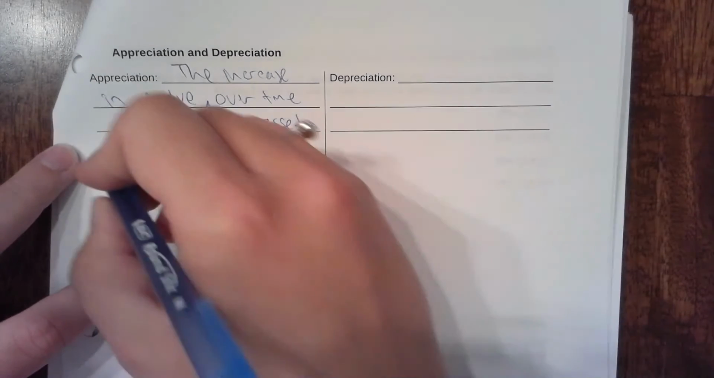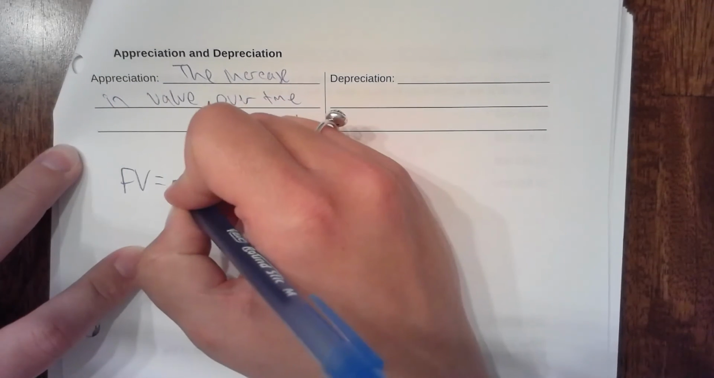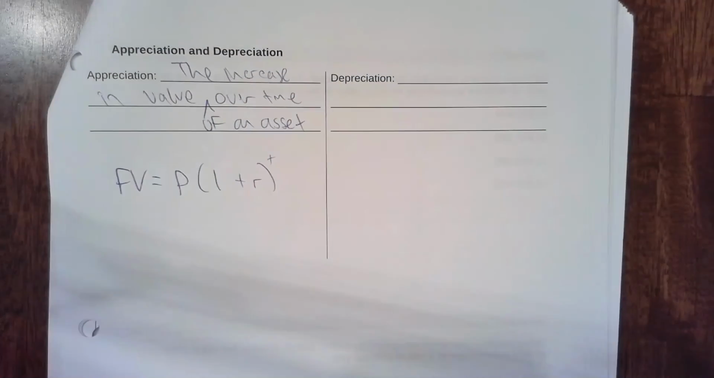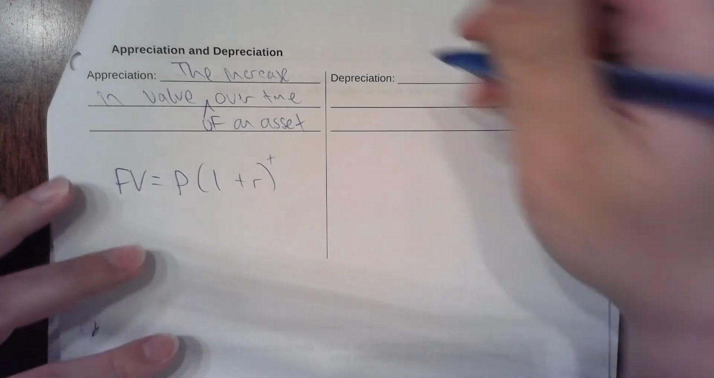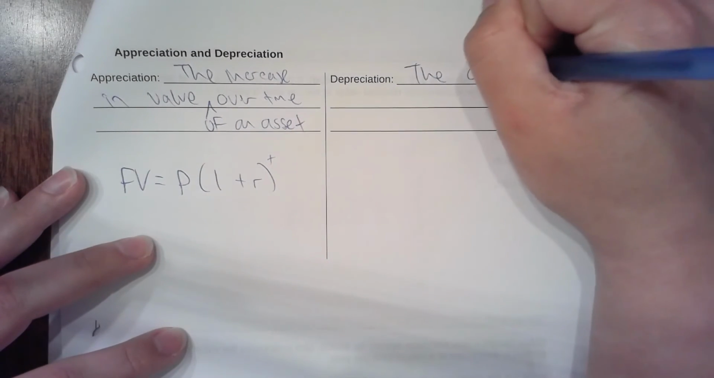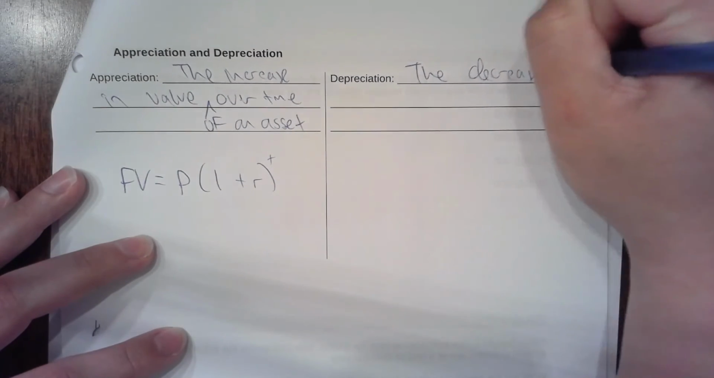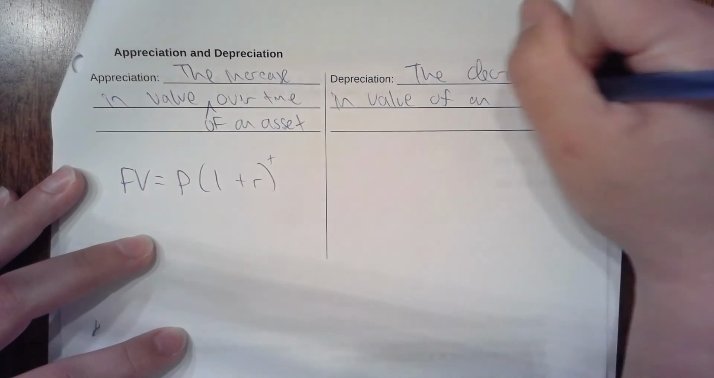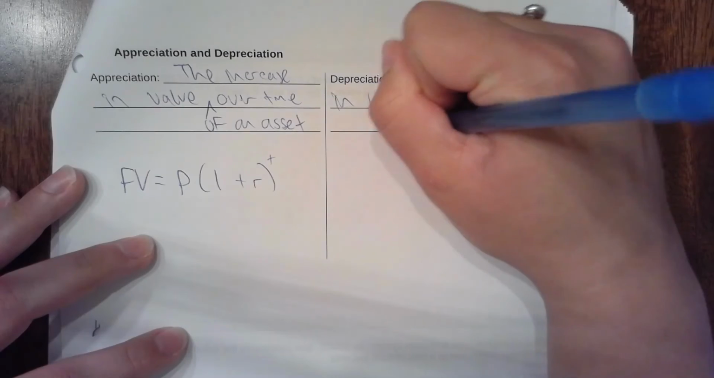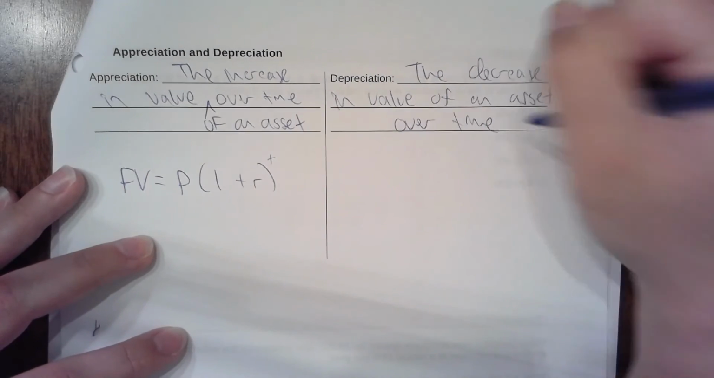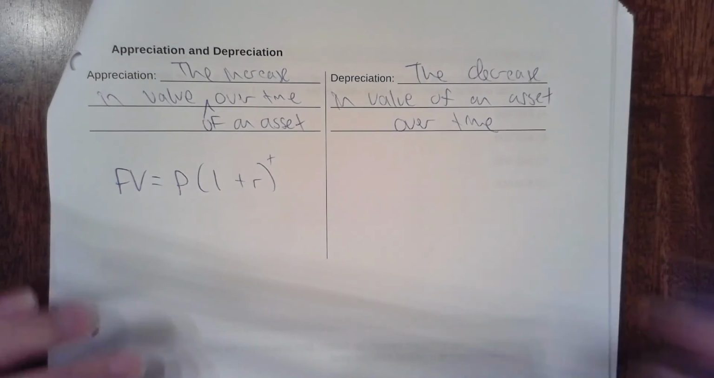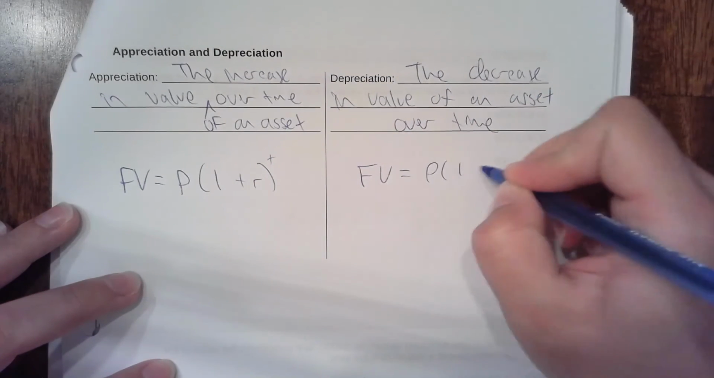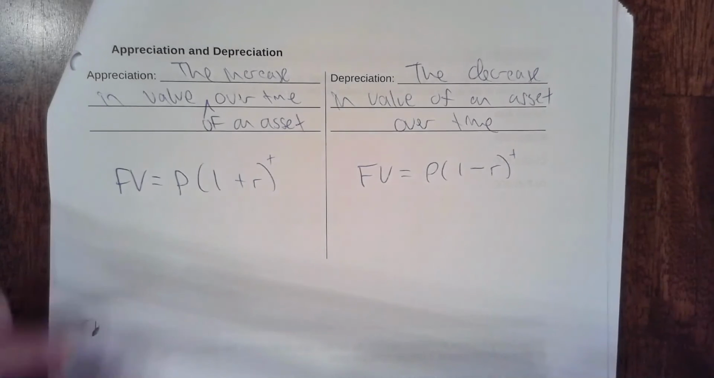Okay, so here's a formula for us. Future value equals principal times (1 plus rate) to the exponent t. Depreciation is the decrease in value of an asset over time. Same thing, just decrease. Very similar formula, you'll notice: (1 minus rate) to the exponent time.